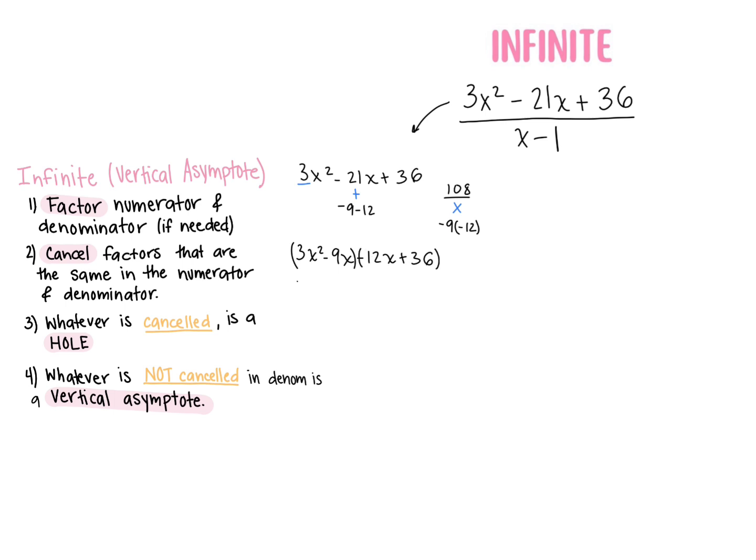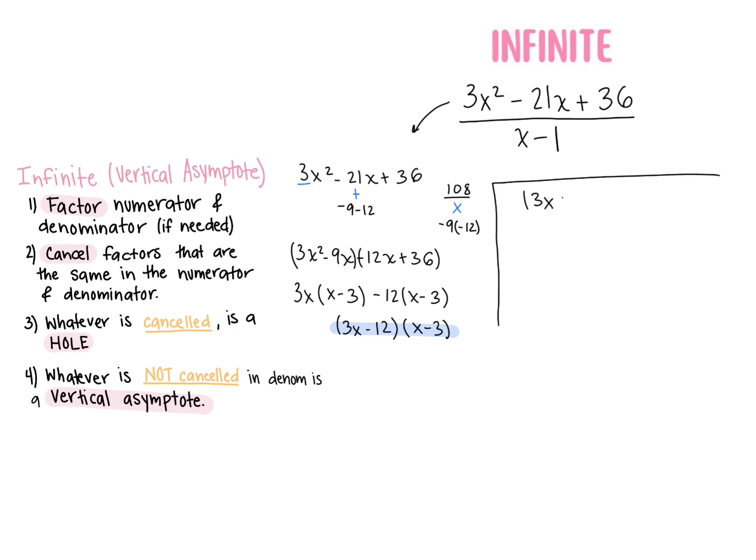So in the first parentheses, I can factor out 3x, so there's going to be x minus 3 inside. In the second parentheses, I can factor out negative 12, and there's going to be x minus 3 inside. I group my 3x and my negative 12, and I group my x minus 3. I take one of them down. So now my numerator is ready. I've done step number 1, and I have factored. Now I can put my function back together. All right, so 3x minus 12 times x minus 3 over x minus 1. I am done with step number 1.